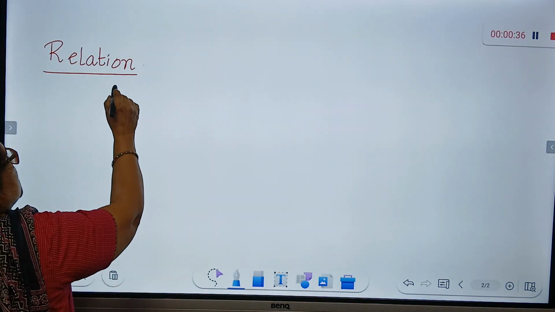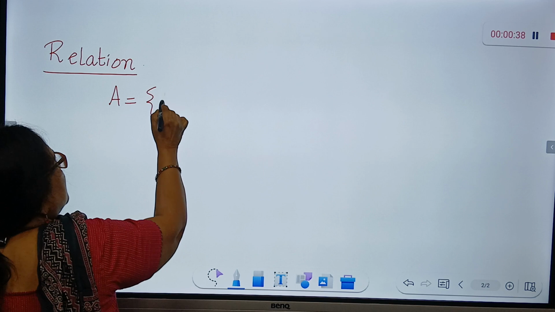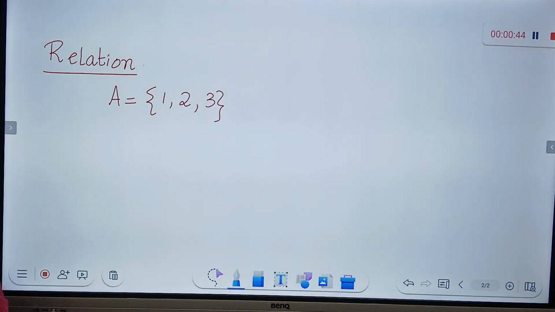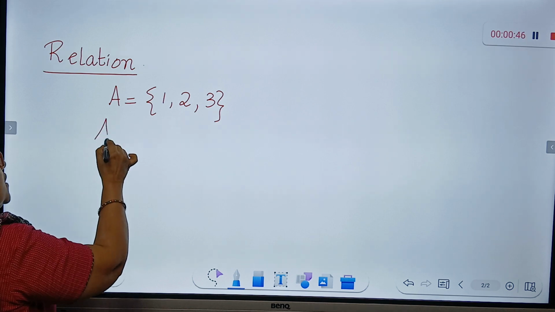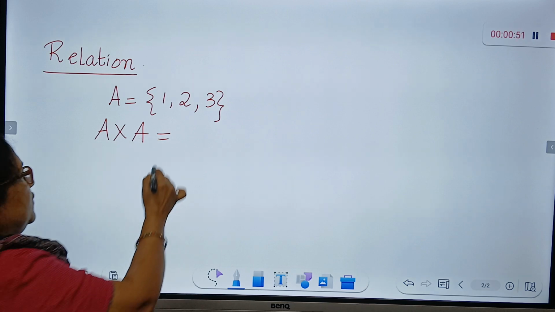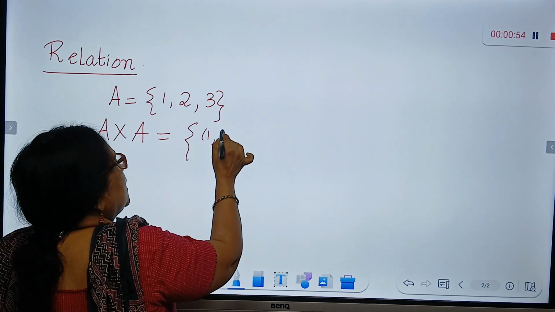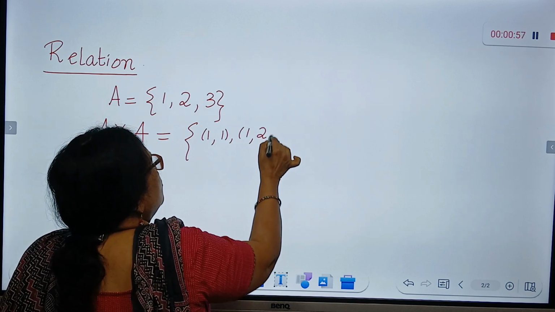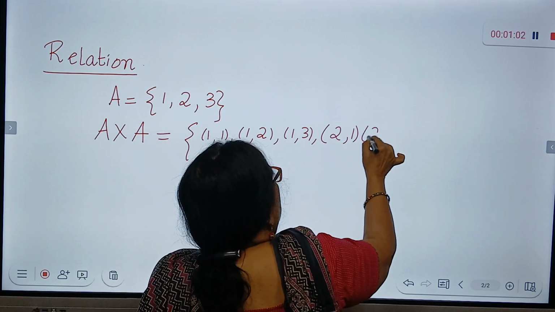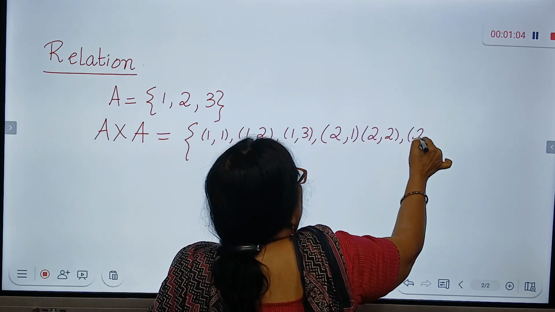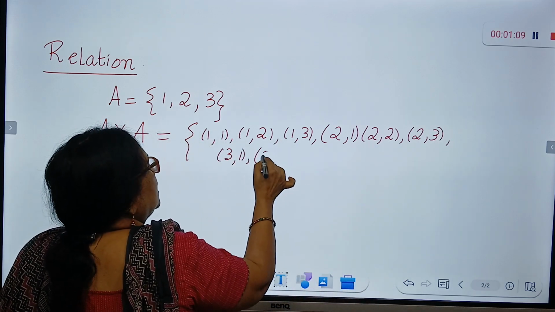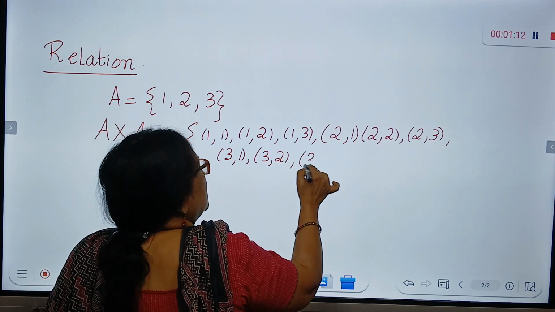Let A be a given set which consists of the elements 1, 2, 3. Now, you all know what is A cross A. A cross A is the Cartesian product of A with itself. So, it will consist of the elements (1,1), (1,2), (1,3), (2,1), (2,2), (2,3), (3,1), (3,2), (3,3).